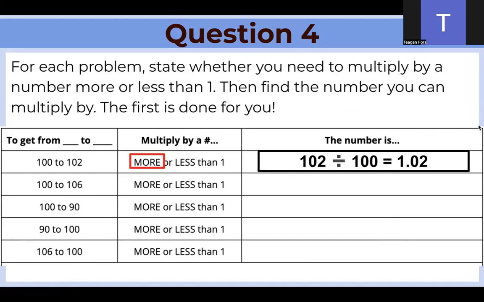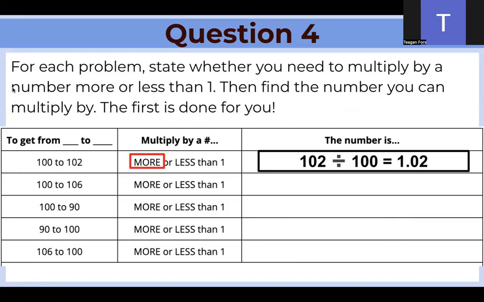All right, question number 4 is switching gears a little bit. For this, we are going to get our brains ready to do some equations. So we just looked at a bunch of double number lines. Now we're going to look at some equations. So here's an example of the first problem done for you, and then you are going to try some of the other ones. So for each problem, state whether you need to multiply by a number more or less than 1. Then find the number you can multiply by. The first is done for you.